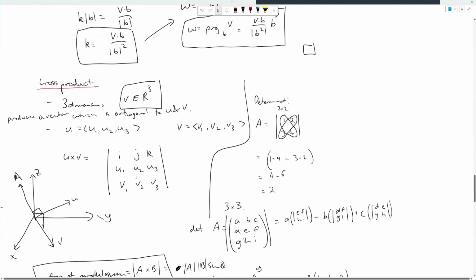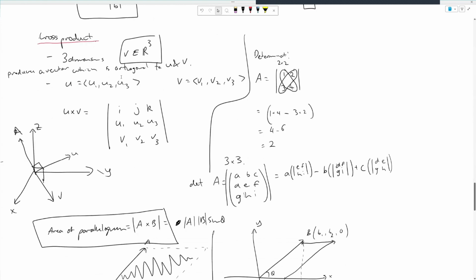The next point we talked about was the cross product. With the cross product, you are trying to produce a vector which is orthogonal to both u and v, and it's given by the determinant with the basis vectors in the first row, then one vector, then the other vector. And this gives you a vector which is perpendicular to both vectors.